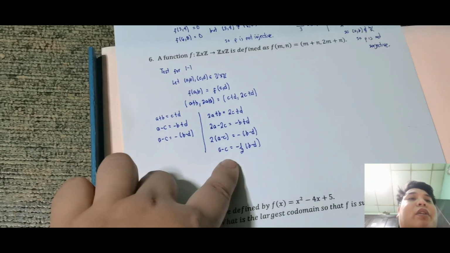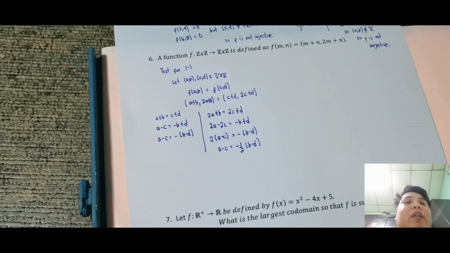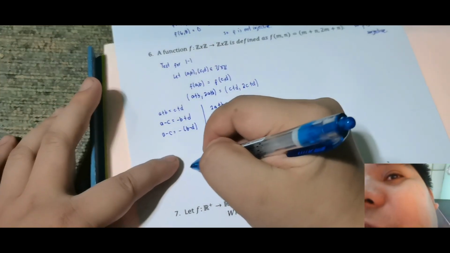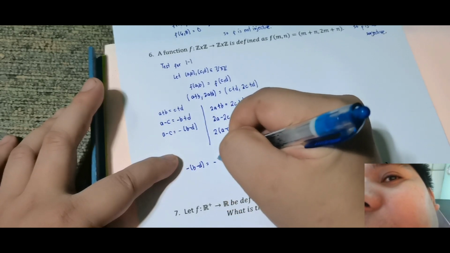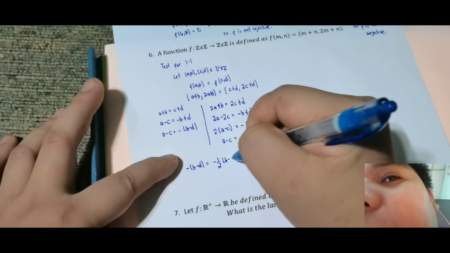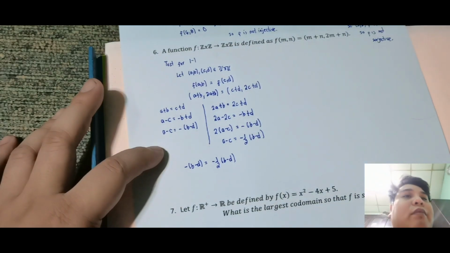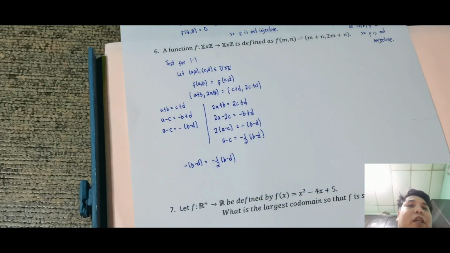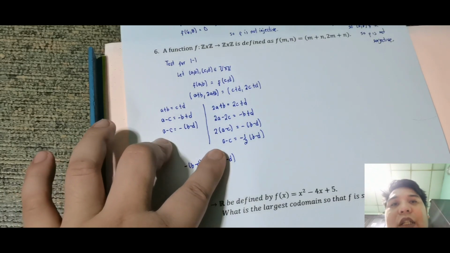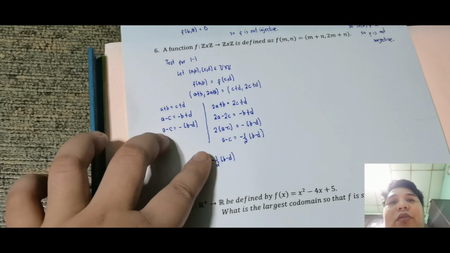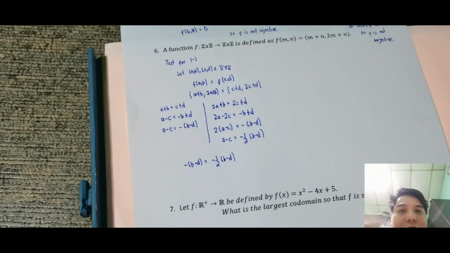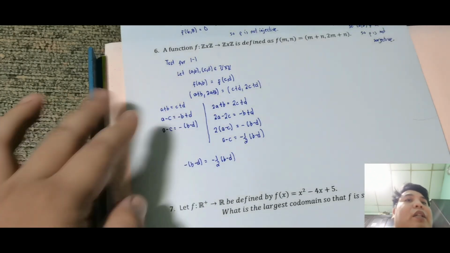Since a minus c is equal to a minus c, therefore negative (b minus d) is equal to negative 1/2 of (b comma d). So negative of (b comma d) is equal to negative 1/2 of (b comma d). Okay, so b should be equal to d. Kasi dito pa lang pwede na natin patunayan a is equal to c, a is equal to a, c is equal to c. A is equal to c both sides. Or ang mangyayari dapat 0 yan para a is equal to c.